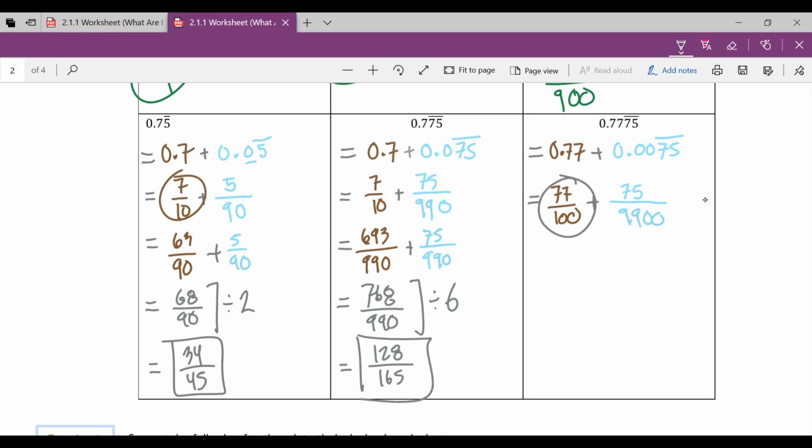So now it becomes clear that what we have to do is change that fraction to an equivalent fraction out of 9,900. And to do that, I'm going to have to multiply the top and bottom by 99. I think 100 times 99 will give me 9,900, like that. And 77 times 99 is going to be the same as 77 times 100, which is 7,700 minus 77, which is going to be what?